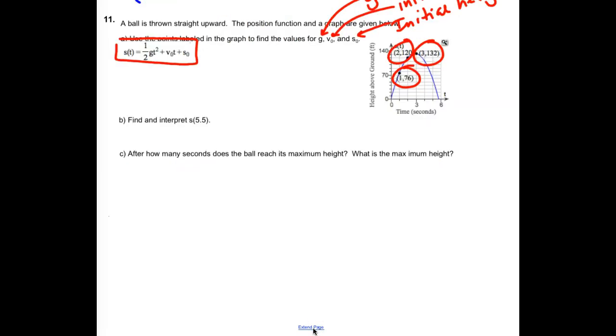All right, let's check our work here. So the first point says if we put a 1 in there, square it, times it by G, then we put a 1 in for T here. We have 1 V sub 0, we have 1 S sub 0, and we are supposed to get 76. Okay. Second one, we've got 1/2. This time we're dumping a 2 in for X, or for T.